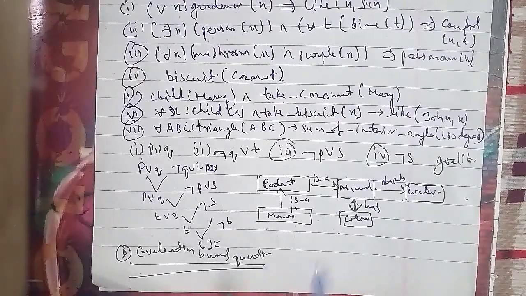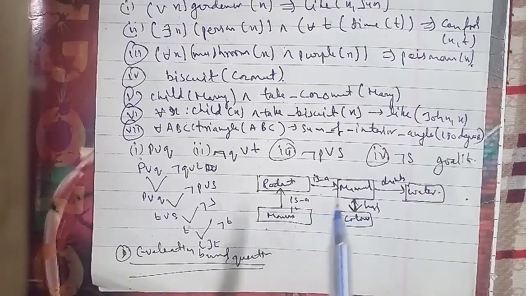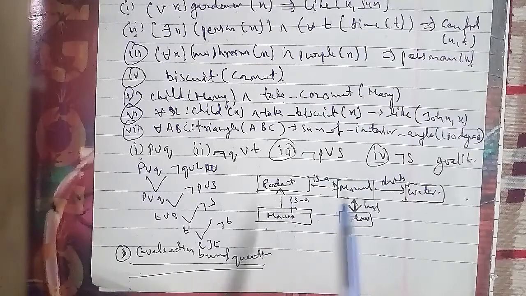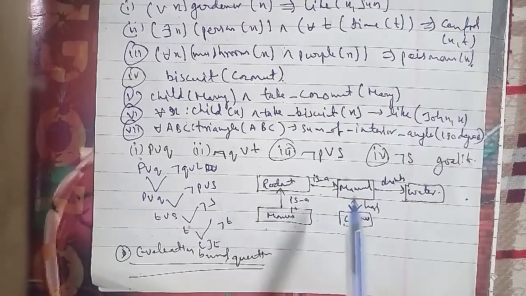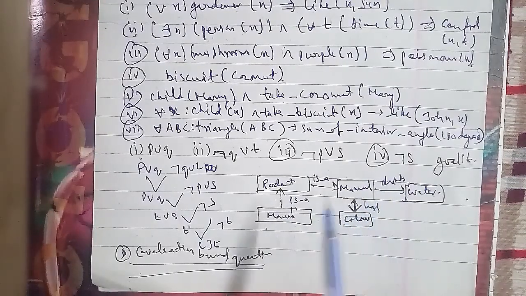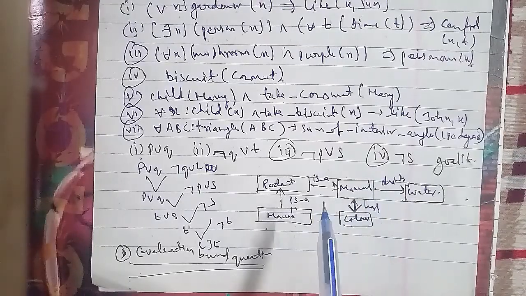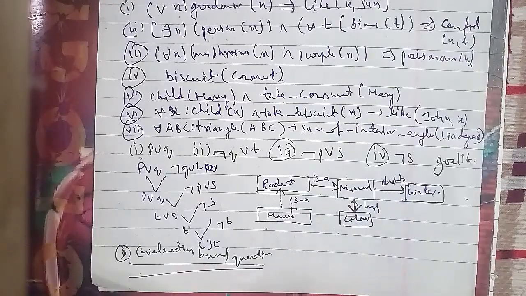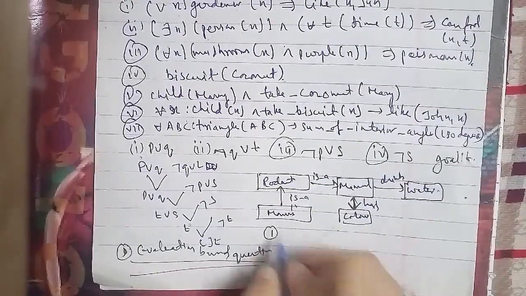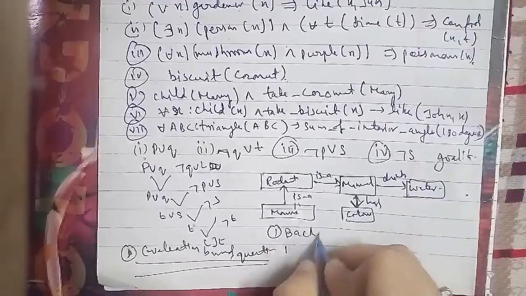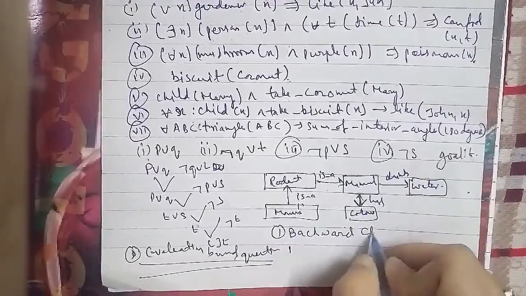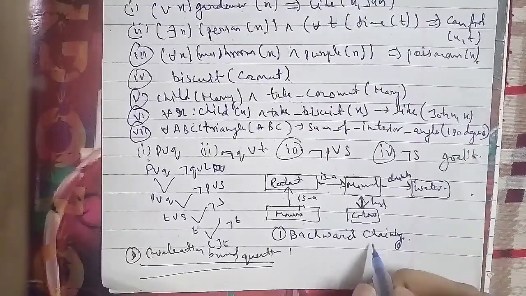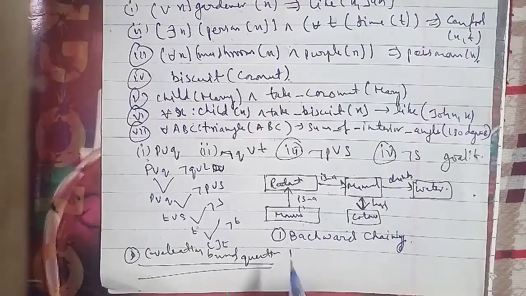Define modus ponens rule in propositional logic, which has been asked in 15-16 for 2 marks. It is the logical rule of inference: from P and P implies Q, infer Q. Here P and Q can be any well formed propositions. This rule says that if P implies Q is true, and P is true, then Q is necessarily true. Now we'll go ahead with another one, that is define informational equivalence and computational equivalence.